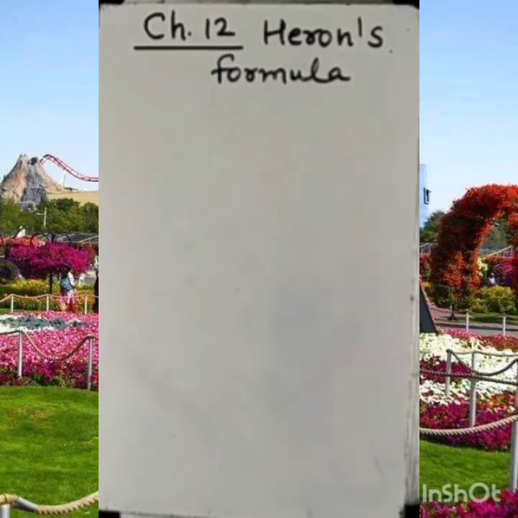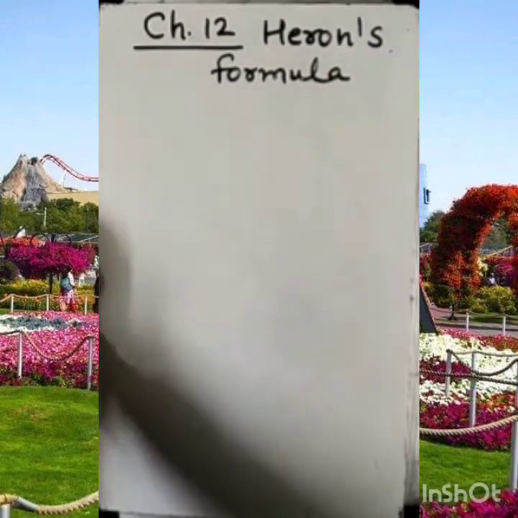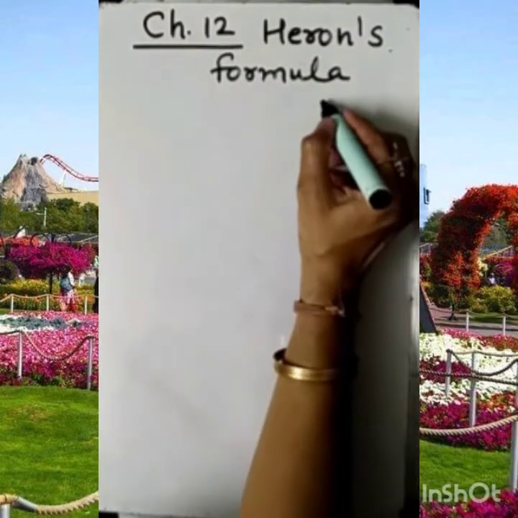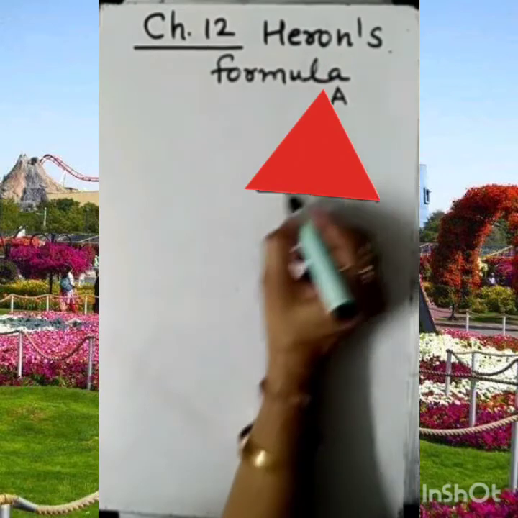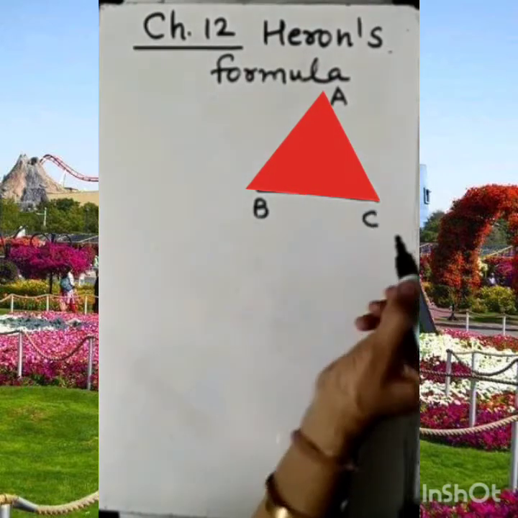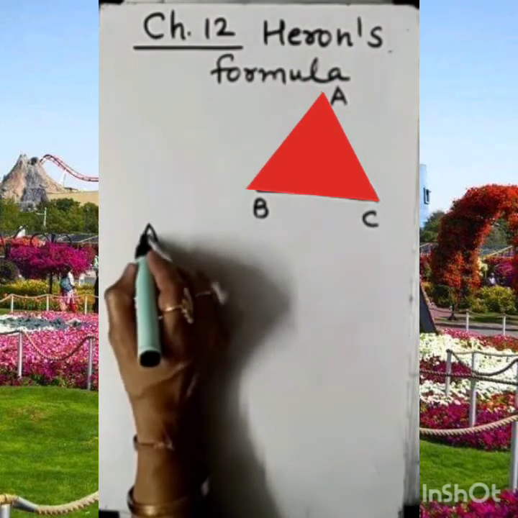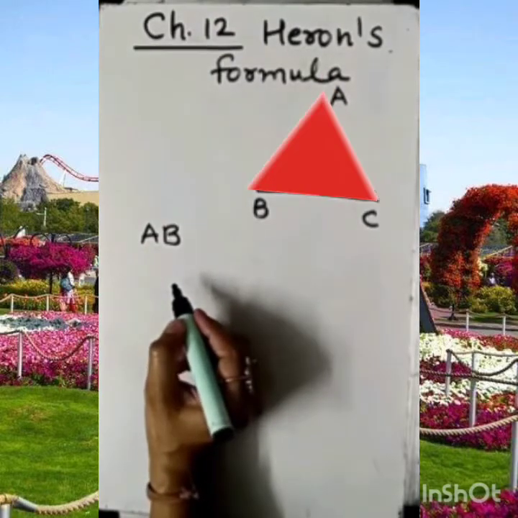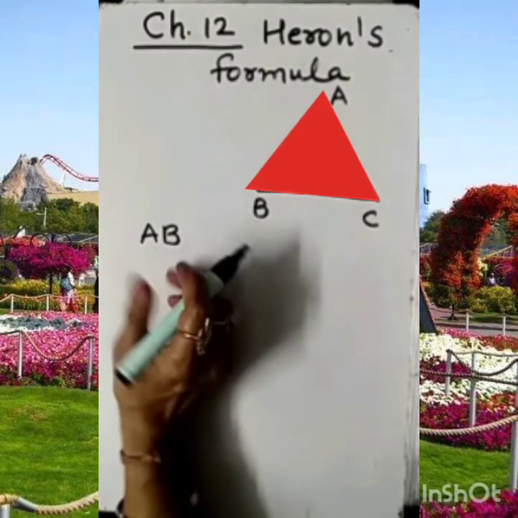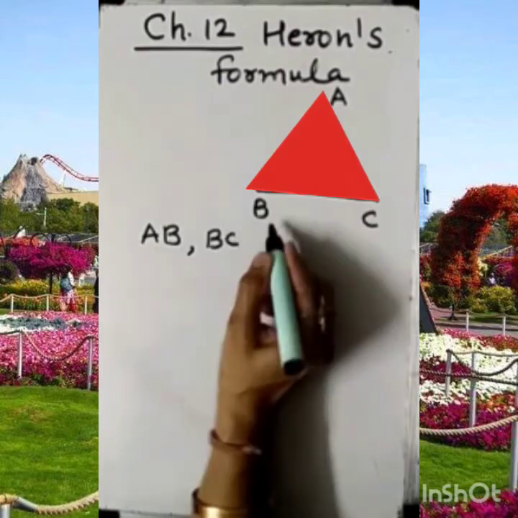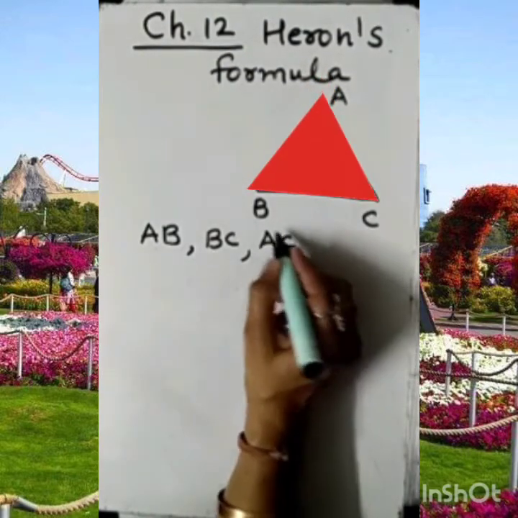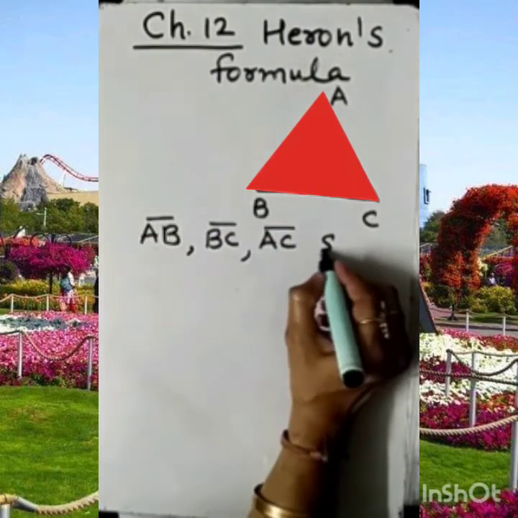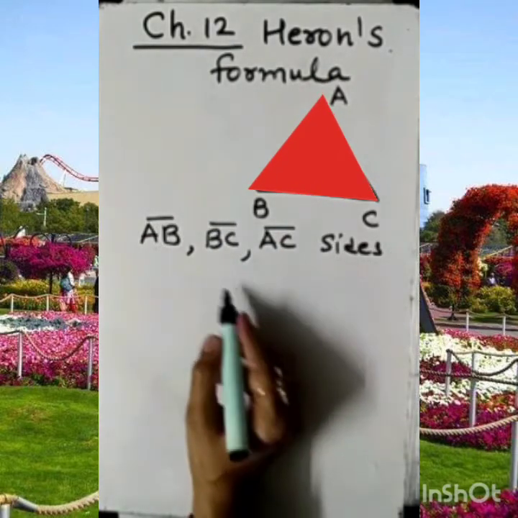First of all, my dear student, I have a triangle here with me. Let me call this triangle ABC. If ABC is a triangle, then of course it has three sides. Which three sides am I talking about? AB, BC and AC or CA, same thing. These three are the sides of a triangle.